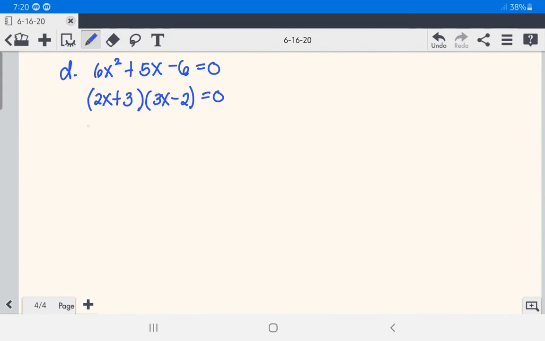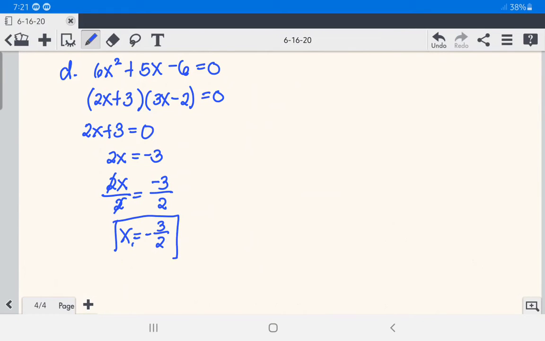Okay, next, we're going to make use of the zero product property, wherein we're going to set all the factors to 0. We have 2x plus 3 is equal to 0. So add or subtract 3 on both sides of the equation. So we have 2x is equal to negative 3. Then, since there is a numerical coefficient here in the variable x, divide both sides by 2. So we have negative 3 divided by 2. You cancel 2. Then x is equal to negative 3 over 2. So that is the first value of x.